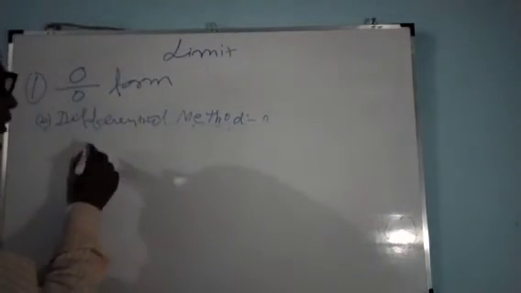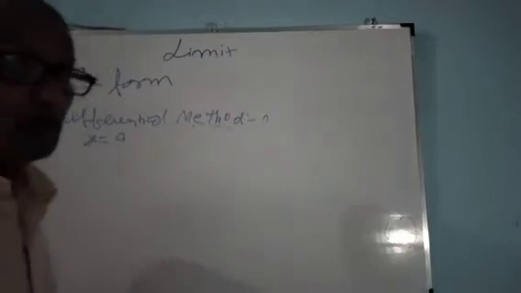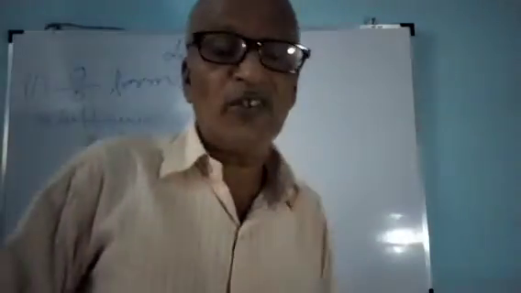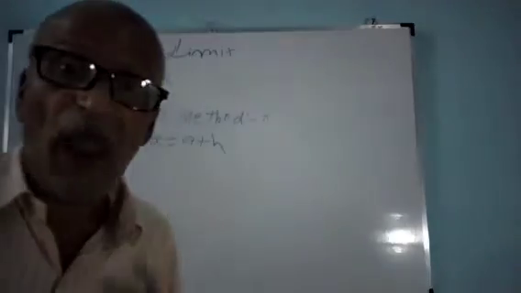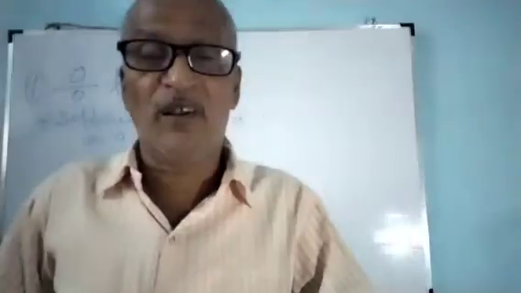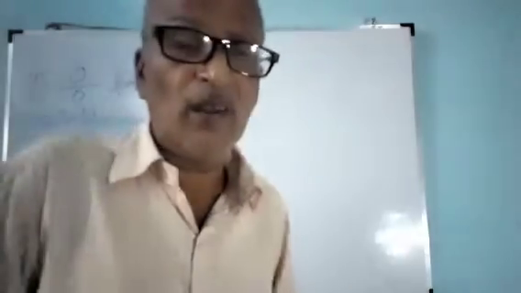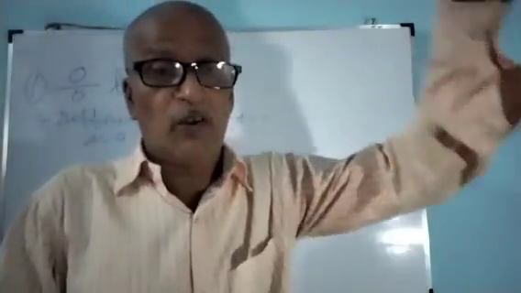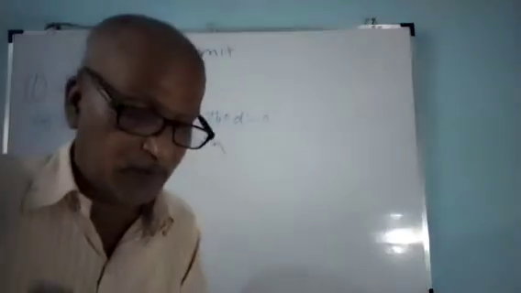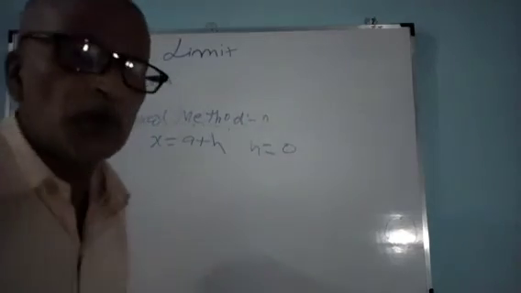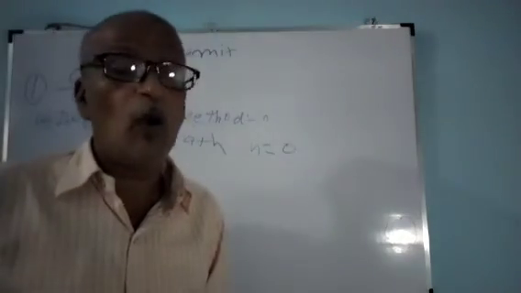If the function takes the form 0 by 0 for x equal to a, then what do we do? We put x is equal to a plus h in the function, and then we expand both numerator and denominator. In this situation, we will get a common factor in the power of h between the numerator and denominator. We remove it, and then we put h is equal to 0 in the function. We obtain the limiting value of the function.